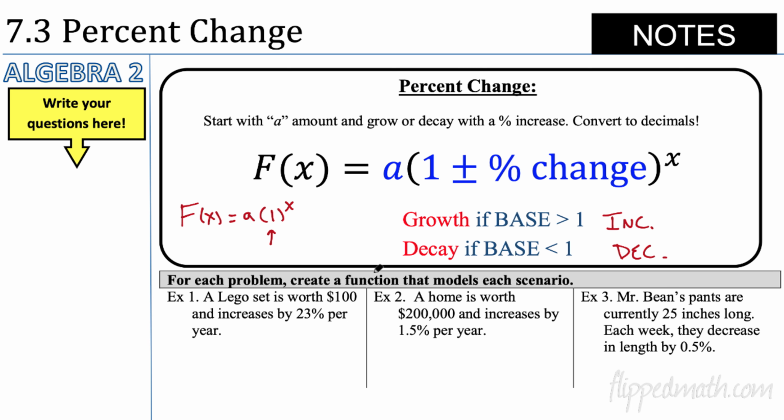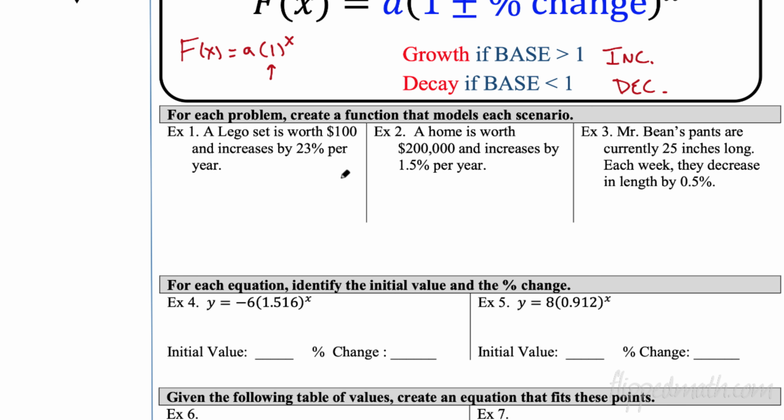For each problem, create a function that models this scenario. So a Lego set is worth $100, and it increases by 23% each year. All right, now there's always going to be an initial value. So let's write out a function here, and we're going to use our function notation. So f of x equals our initial value. And then what do we multiply by? Well, it increases by 23%. So over here off to the side, I'm going to think about what this means. Let's go back up here.